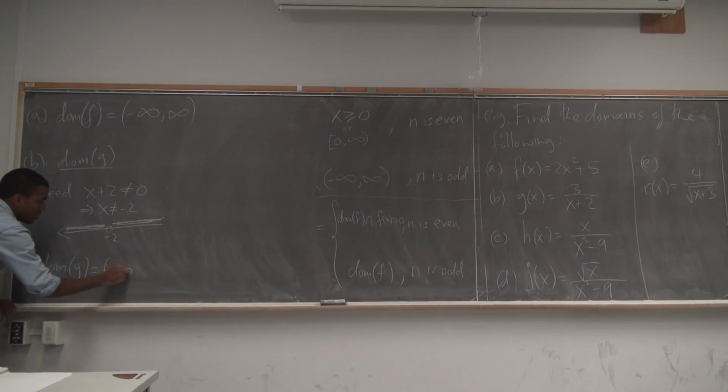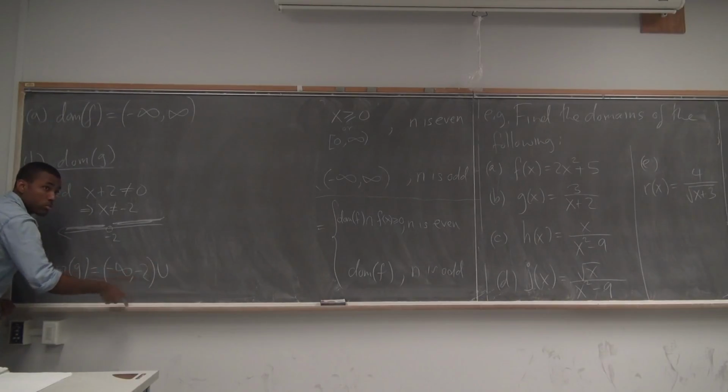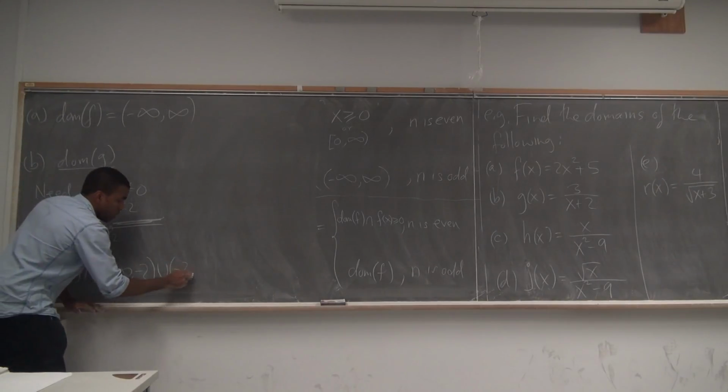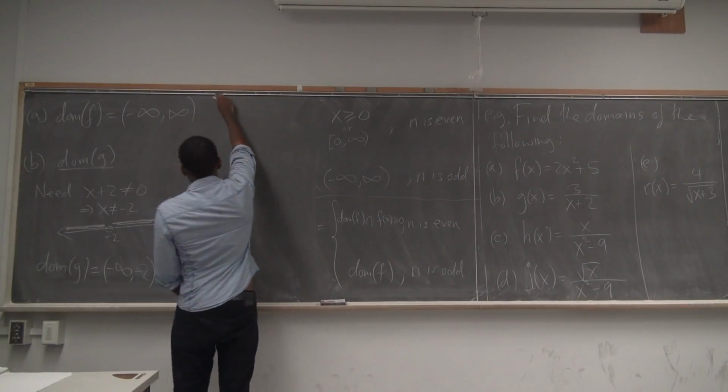is just minus infinity to minus 2, not including minus 2, that's what the parentheses mean, and then minus 2 up to infinity. Everything except minus 2 will work. I can plug into this function and I'll get an answer that makes sense. The answer will be a real number on the number line.